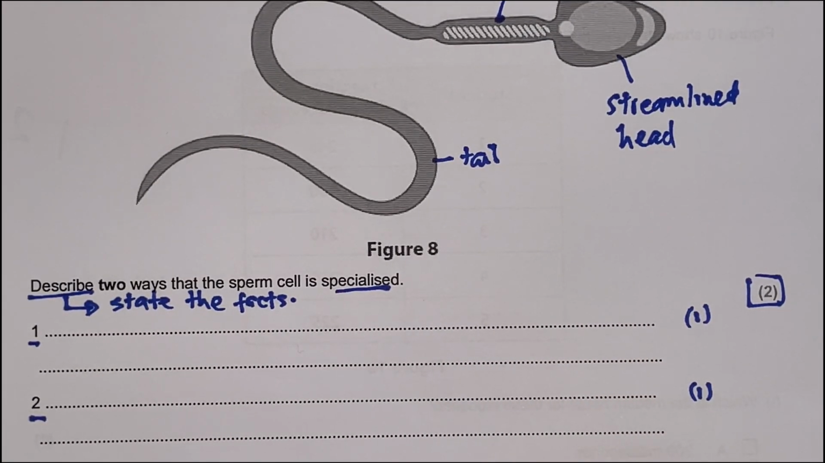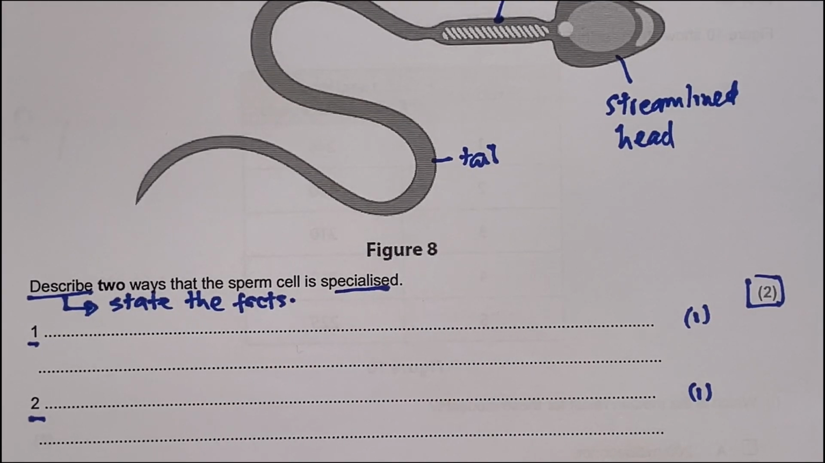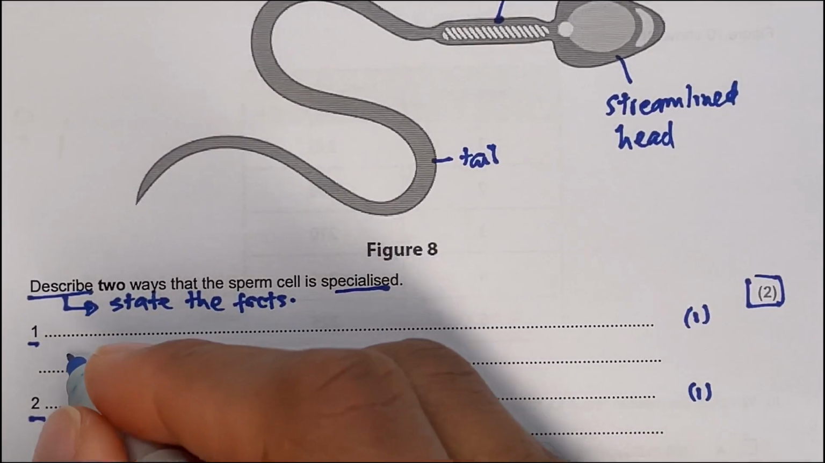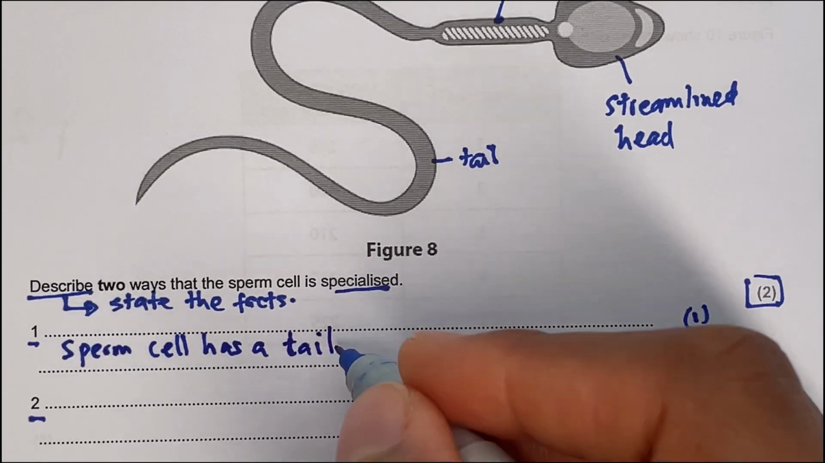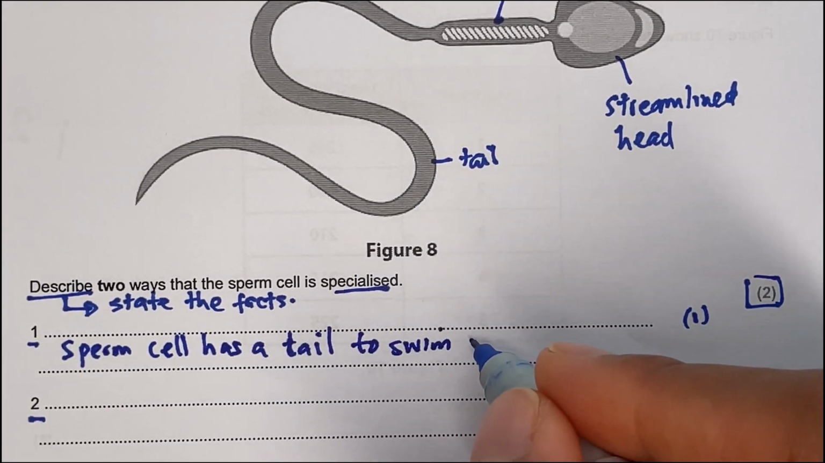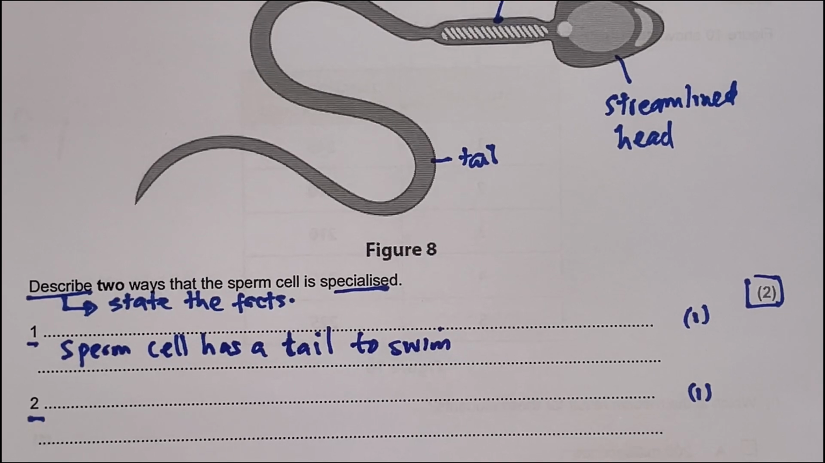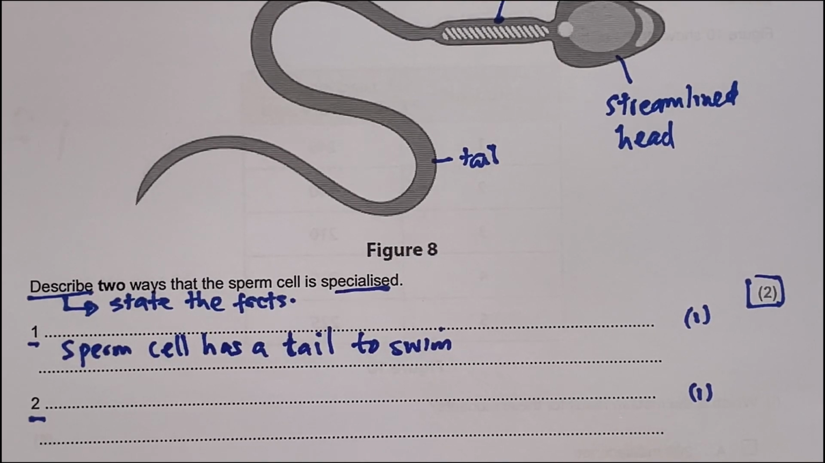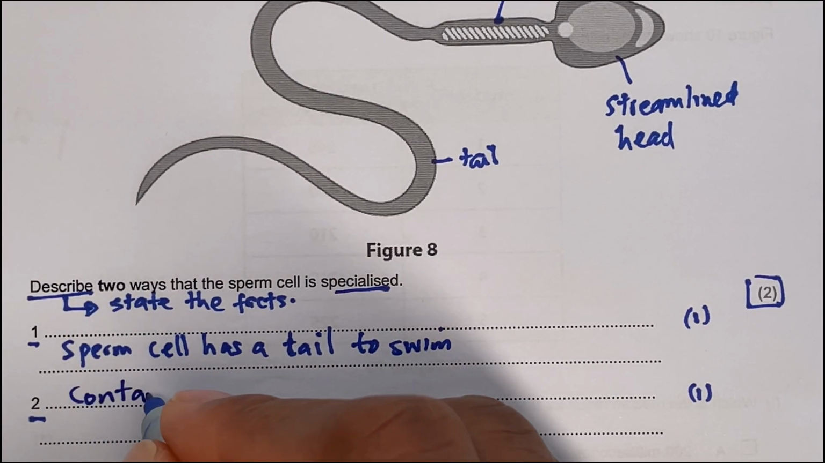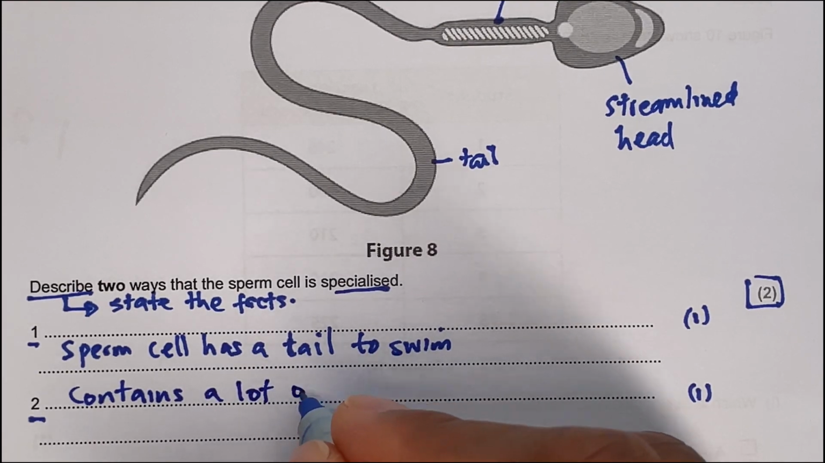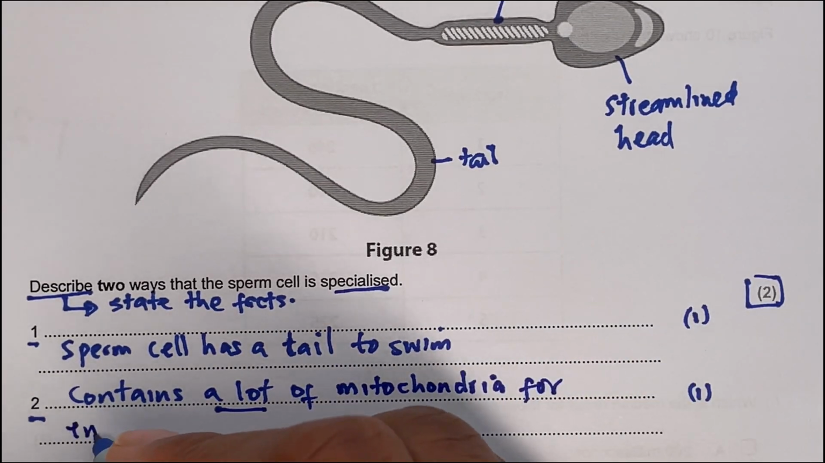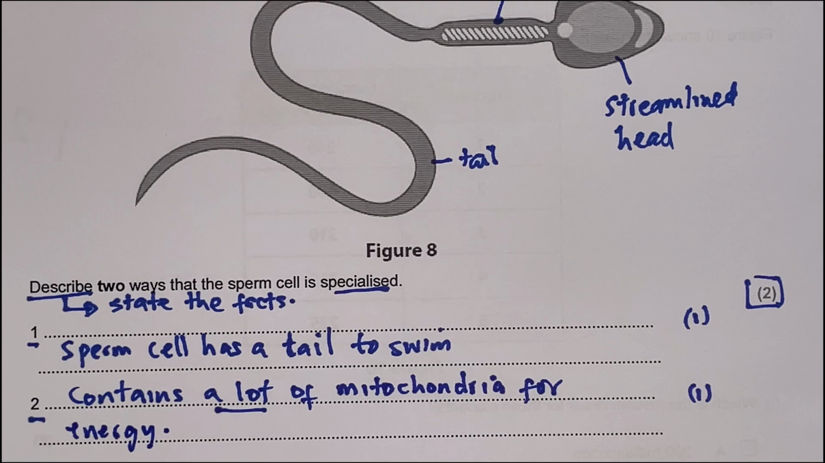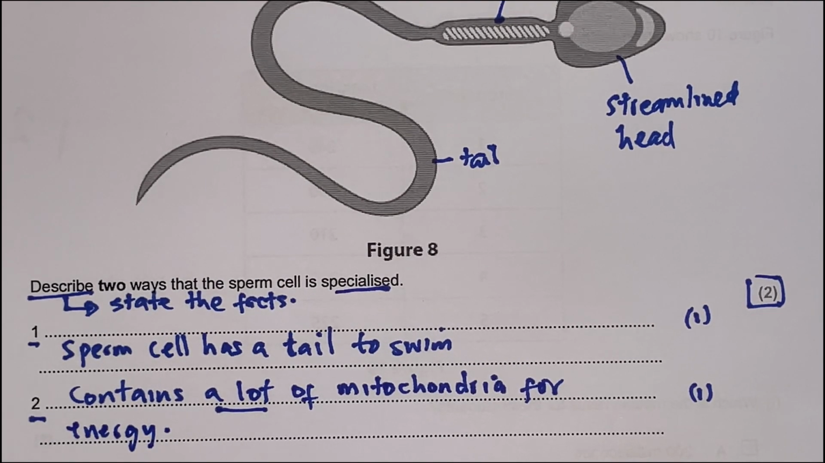What can I remember about sperm cells and how they are specialized? Sperm cells, the tail is for swimming. So what can I write as my first point? Sperm cell has a tail to swim. My second point, I know that they contain a lot of mitochondria that gives the tail energy for swimming. So I have to write: contains a lot of mitochondria for energy. So that is my 2 points for 2 marks.